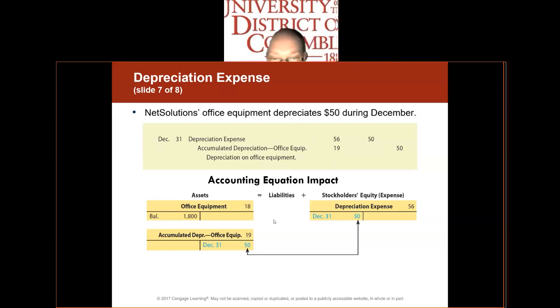Now, as always, you can see here the $50 accumulated depreciation, which is an asset account, goes to depreciation expense, which is recognized as an equity account. Increase, increase. The accounting equation is always in balance.